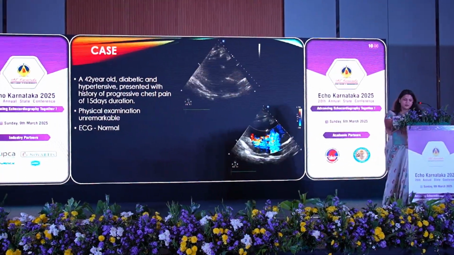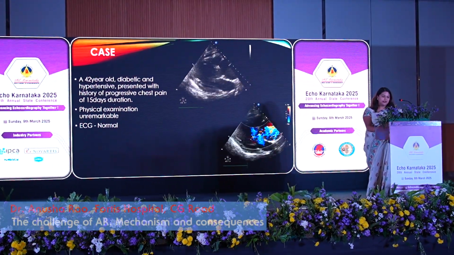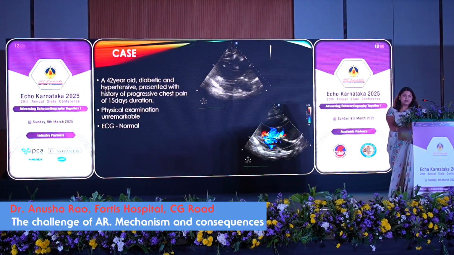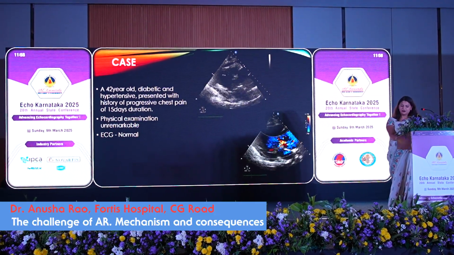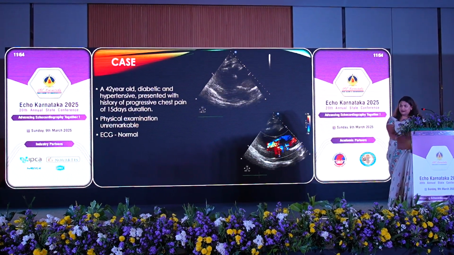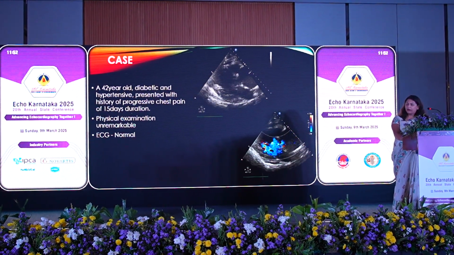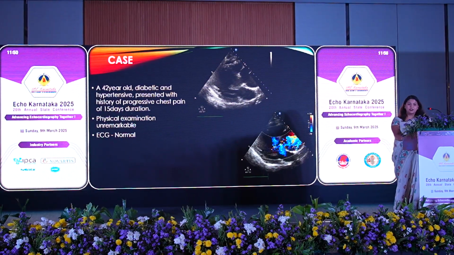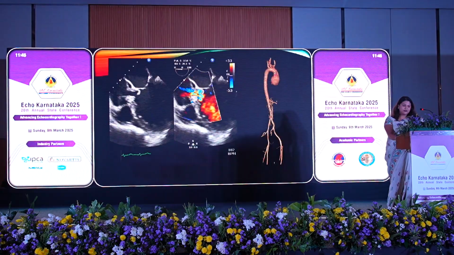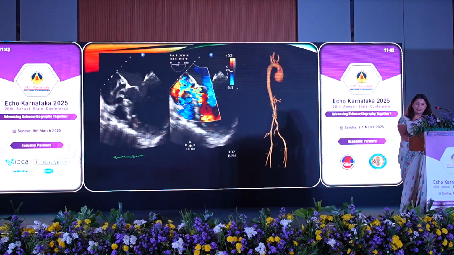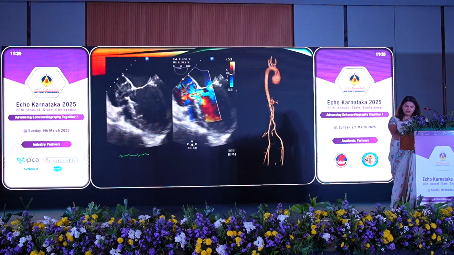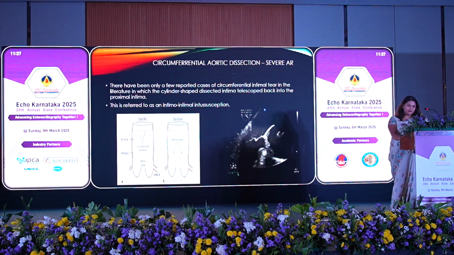This is a case we had seen a couple of years ago: a 42-year-old diabetic, hypertensive patient presented with progressive chest pain. Physical examination was unremarkable, ECG normal, and echo showed a dilated ascending aorta and dilated aortic root, and there was a mobile structure seen prolapsing into the LV with severe aortic regurgitation. Further evaluation showed a circumferential tear of the aortic root causing severe aortic regurgitation. CT aortogram was also done.